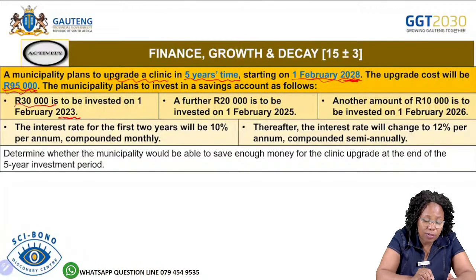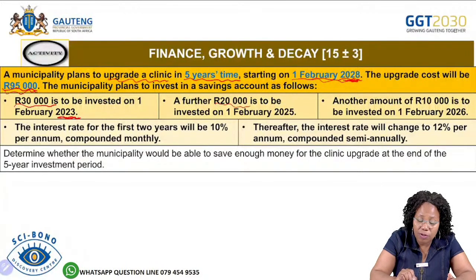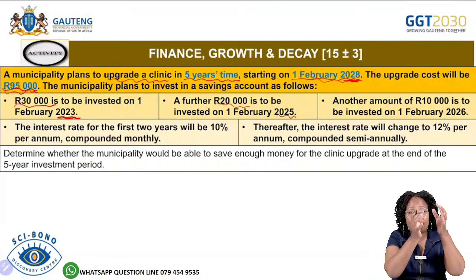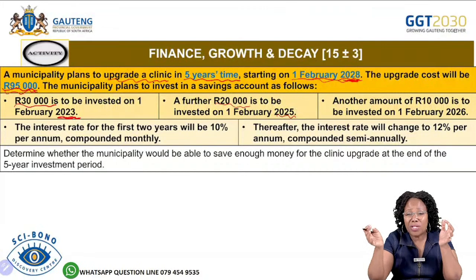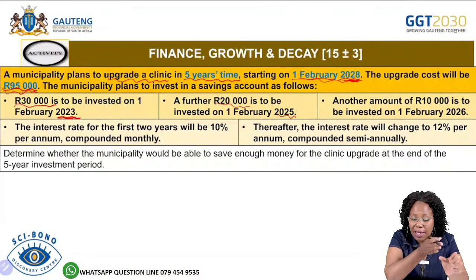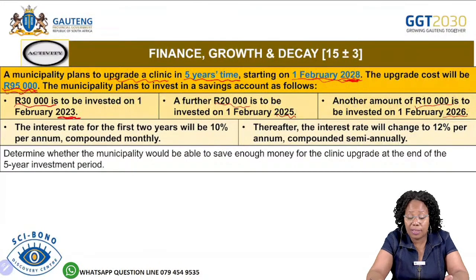So 30,000 is deposited in 2023, and then a further 20,000 is to be invested on the 1st of February 2025. That means we are investing 30,000 and it remains in your investment. By 2025 we add a 20,000 into the invested amount and it remains there. And then the next statement says another amount, 10,000, is to be invested by 1st February 2026.